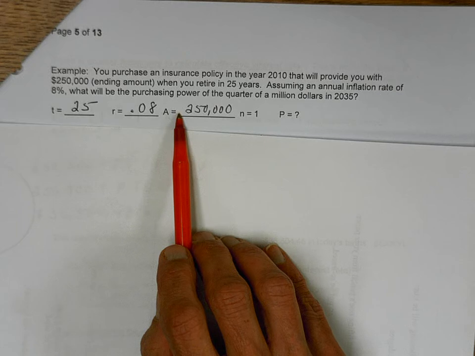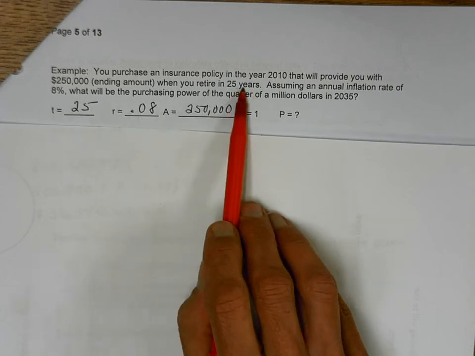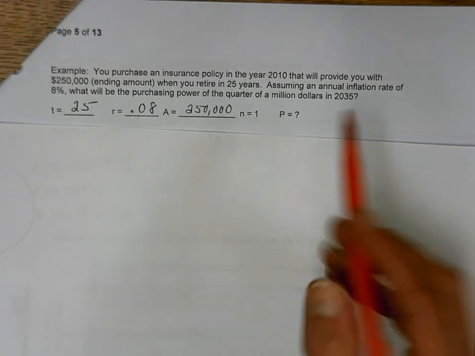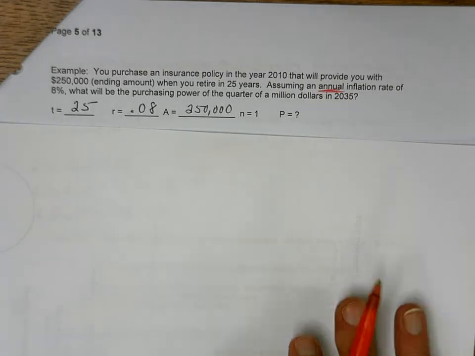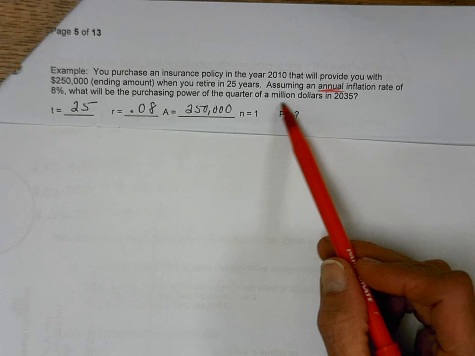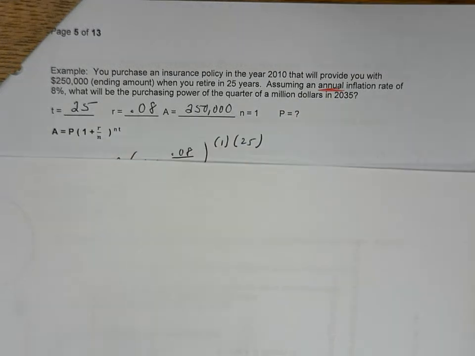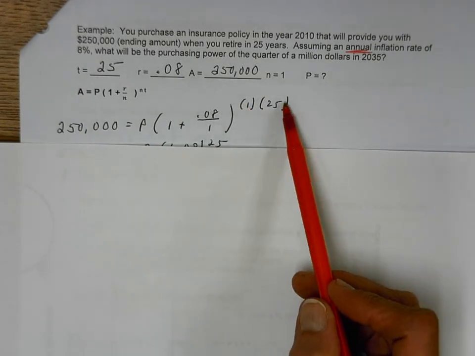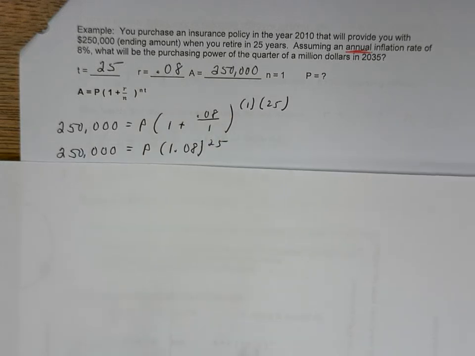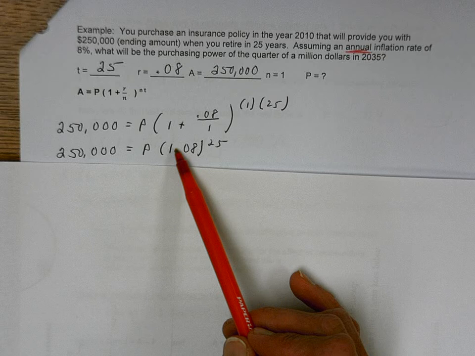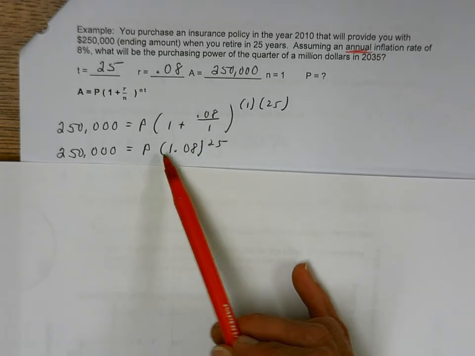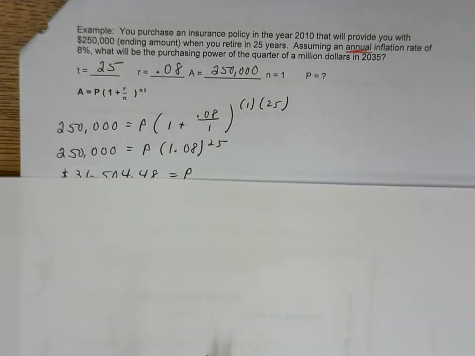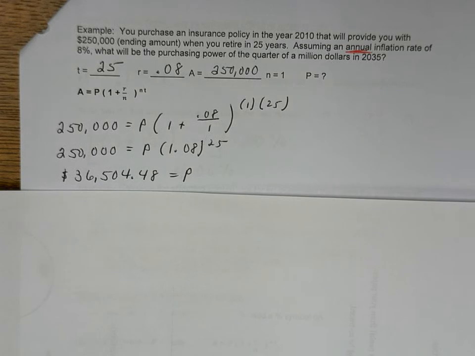Your ending value, so after this 25 years has gone by, this is your ending amount, okay? We've got n equals 1. The reason is this buzzword right here of annual. And we need to figure out our p-value. So plugging everything in looks like this. Okay, now 1 times 25 is 25. Work within your parentheses. Right now we're multiplying p by this stuff. So if we want to get p by itself, we have to divide both sides of our equal sign by whatever 1.08 to the 25th is.